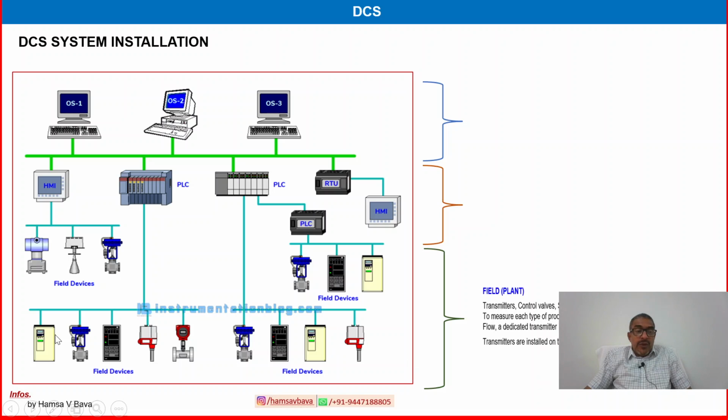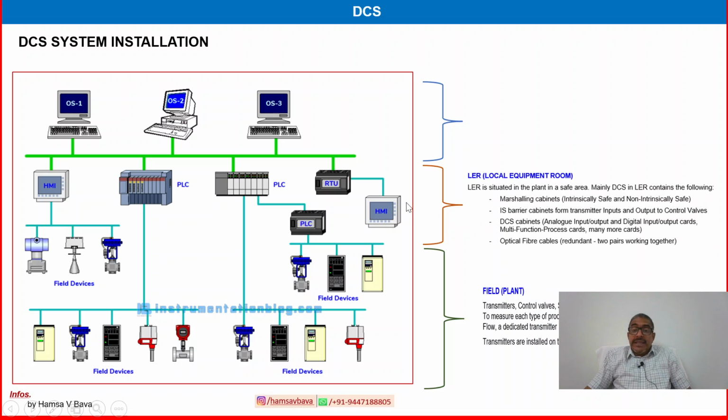Number one is field, you can see in this bottom area, and somewhat in this area also, in the field. Devices, transmitters, control valves, switches, marshalling boxes are installed in the plant or field, you can say, to measure each type of process variable such as pressure, level, temperature and flow, and a dedicated transmitter is installed. Many transmitters are installed in the field. These transmitters are installed on the pipeline, vessel or rotating equipment.